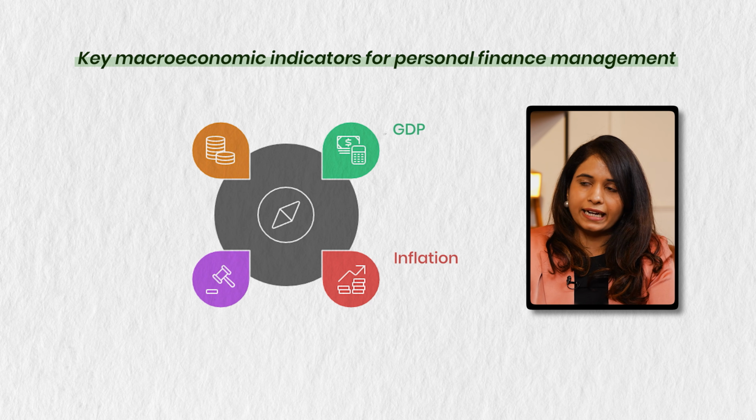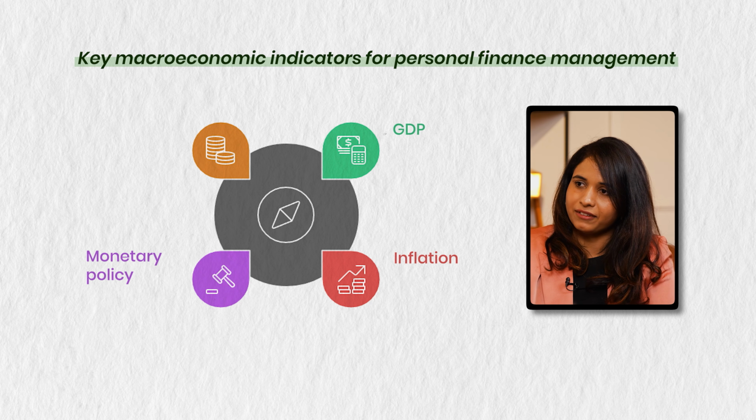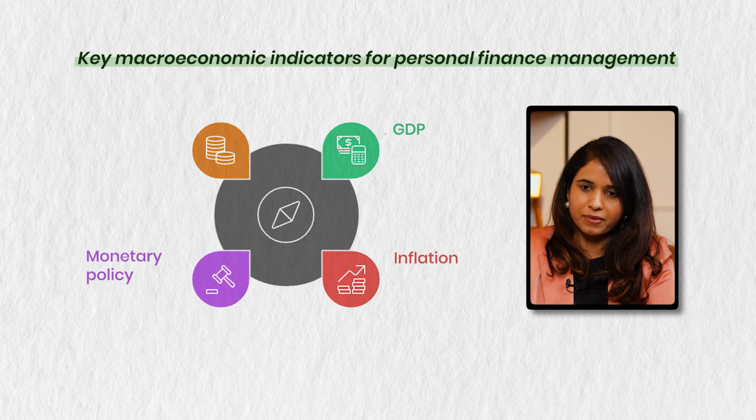These are the ones which are directly connected to the financial planning journey. Third would be monetary policy. We all know the news we get around RBI, MPC. So I think that is important. And fourth, of course, would be whatever happens in the budget.